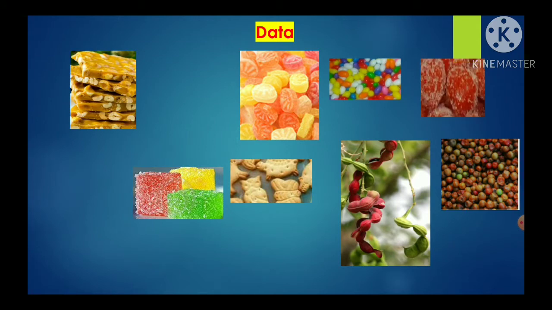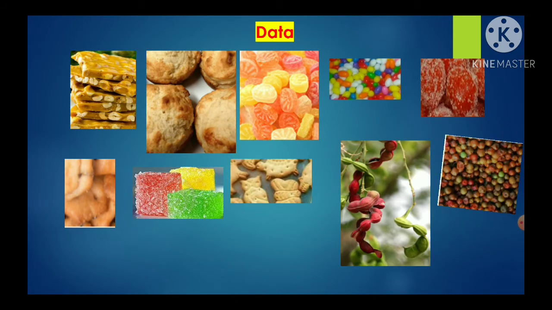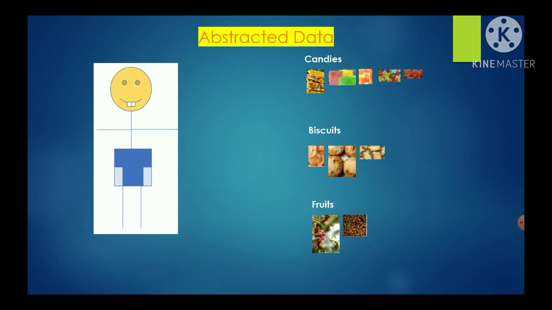These food items we can call data. All the data have certain similarities, like fruits, candies and biscuits. Once I bought them, I categorized those things. I listed out the candies, biscuits and fruits separately. In the same way, there are various kinds of data, and we need to abstract the data. We decide what information we can showcase and what information we can hide.